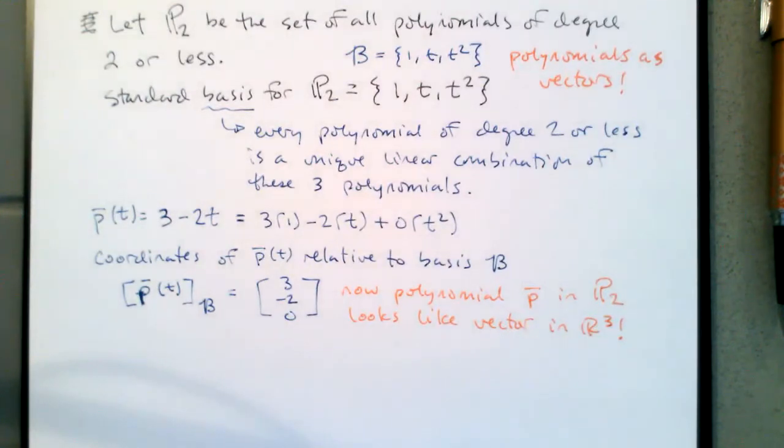Now, we notice that the dimension of P2 is 3, because there are 3 vectors in a basis. Notice that I didn't say there are 3 vectors in the basis. I said 3 vectors in a basis. There's more than one basis for any given vector space. Let's look at an example.